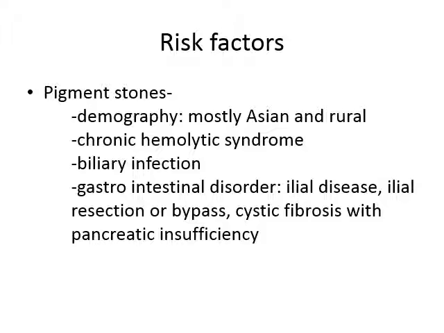So unconjugated hyperbilirubinemia is very important, that occurs in case of chronic hemolytic syndromes. Biliary infection is also important. Gastrointestinal disorders like ileal disease, ileal resection or bypass, cystic fibrosis with pancreatic insufficiency, these are all risk factors for pigment stone formation.